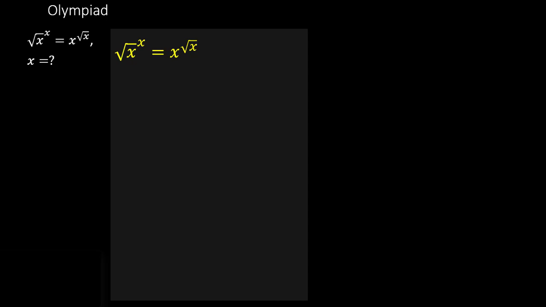So here, to make our calculations easier, we will take log to the base x of both sides. So you take the log to the base x of both sides. So we have the log of square root of x to the power x to the base x is equal to log to the base x of x to the power the square root of x.